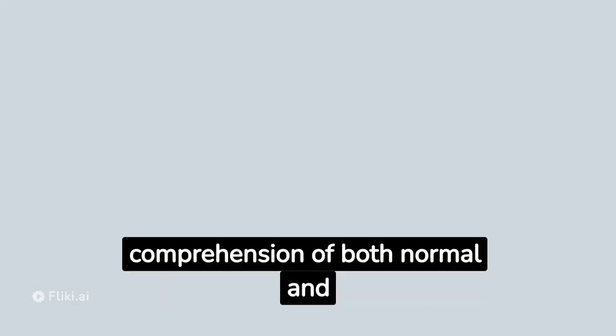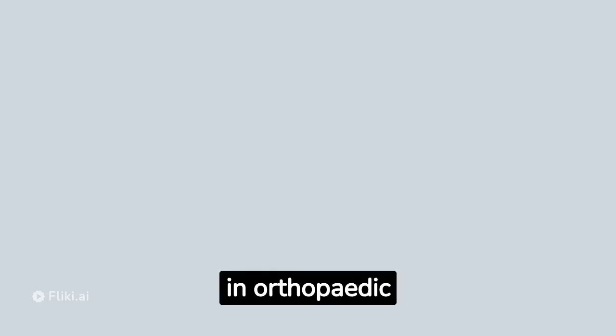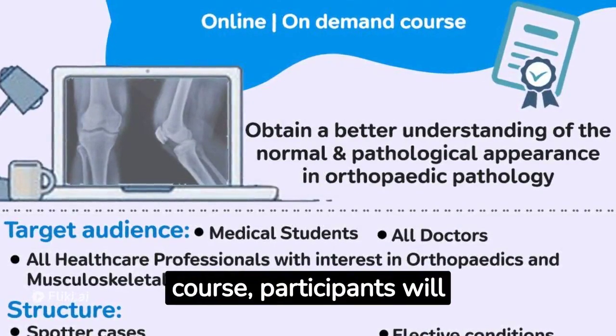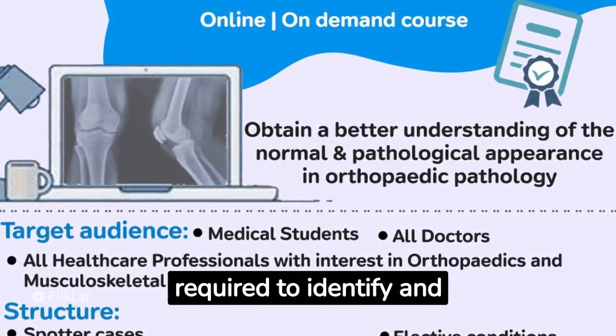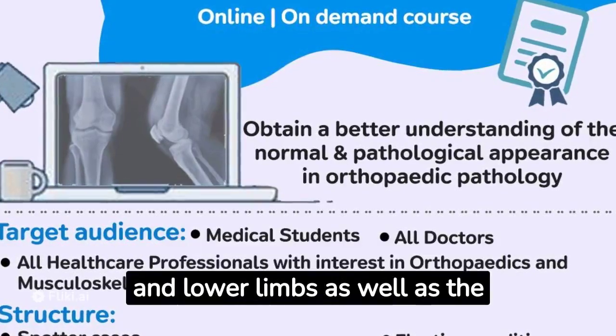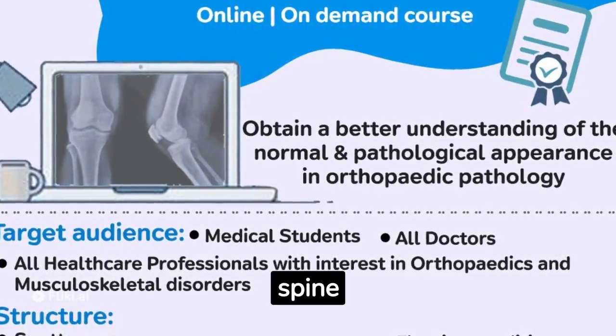The course is designed to enhance attendees' comprehension of both normal and pathological presentations in orthopedic radiology. Upon completion of the course, participants will possess the expertise required to identify and explain important radiographic measurements pertaining to the upper and lower limbs as well as the spine.